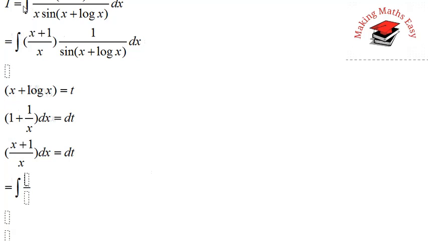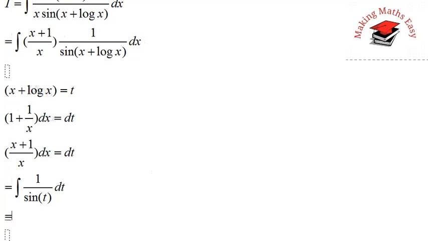So my integral will be equal to integration of 1 divided by sine t. So 1 divided by sine t we are having in the denominator, not in numerator, and then (x plus 1) divided by x dx is equal to dt. So we are integrating with respect to t, so we will write dt. Now we will integrate it.